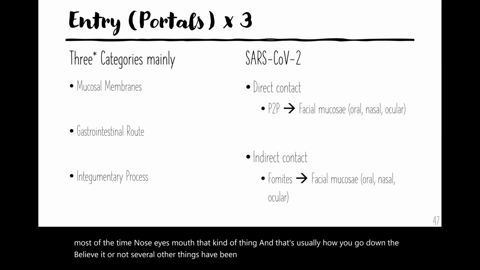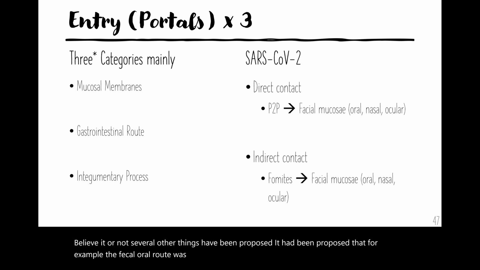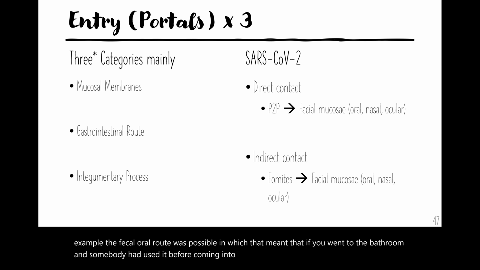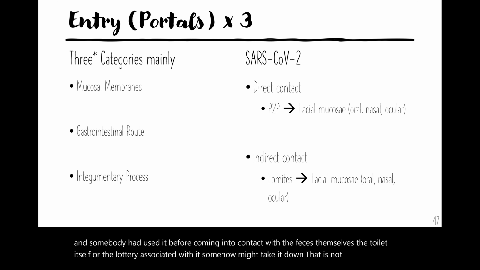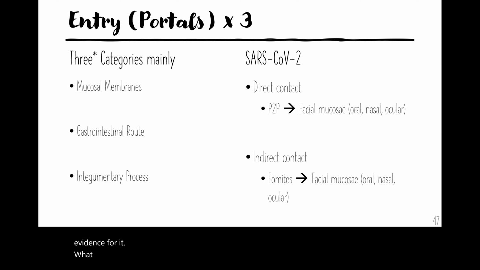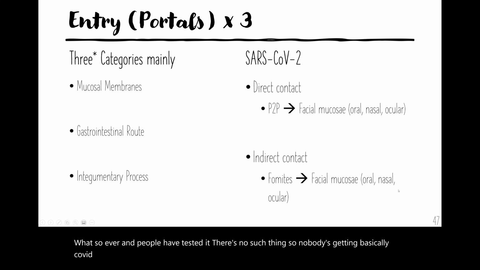It had been proposed that, for example, the fecal-oral route was possible, meaning that if you went to the bathroom and somebody had used it before, coming into contact with the feces themselves, the toilet itself, or the water associated with it somehow might take you down. That is not true. There's no evidence for it whatsoever, and people have tested it. There's no such thing. So nobody's getting COVID-19 from toilets, if you will.